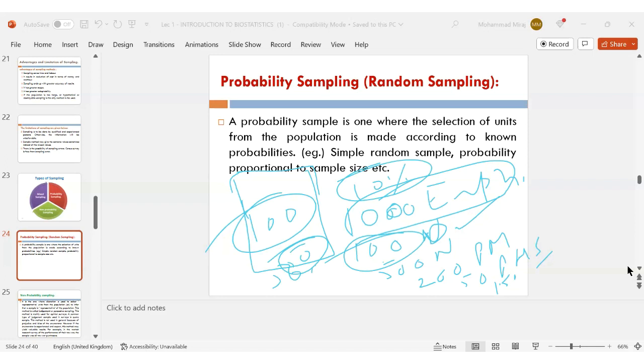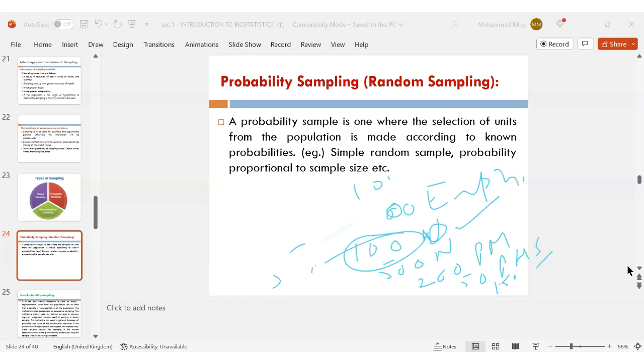Is it clear? Yes, sir. Sir, is there any standard formula for selection of this percentage? No, the selection formula will come to that part. Okay, see where there's any formula and how it is being done.